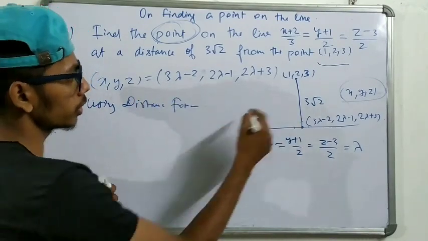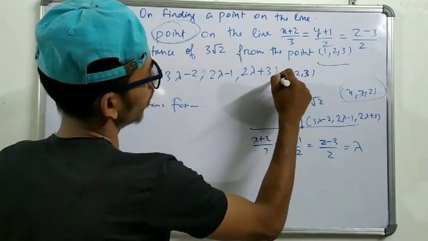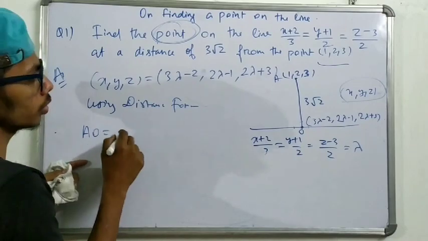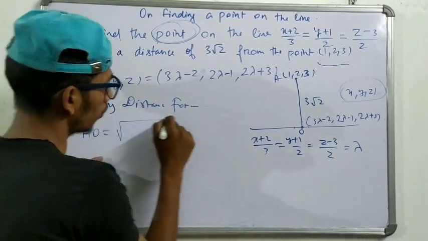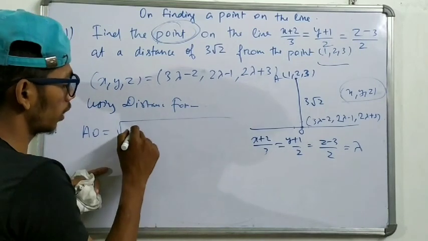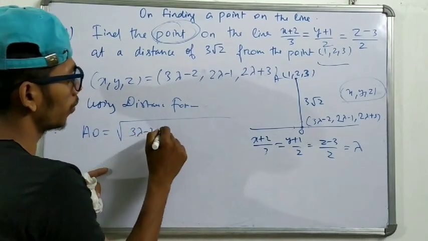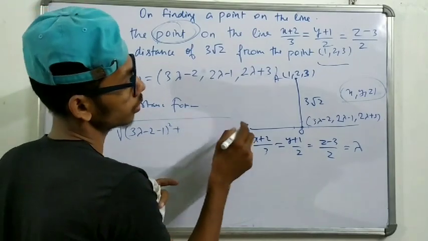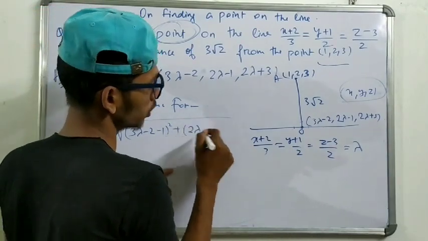You already know this distance formula. You can name this point A and this point O. So AO is equal to root over, remember the distance formula, (x2 minus x1) whole square, then (3 lambda minus 2 minus 1) whole square plus, use the distance formula.